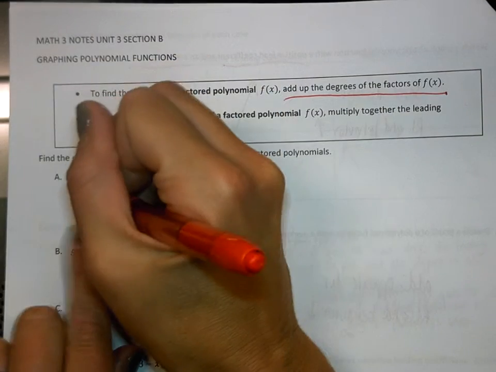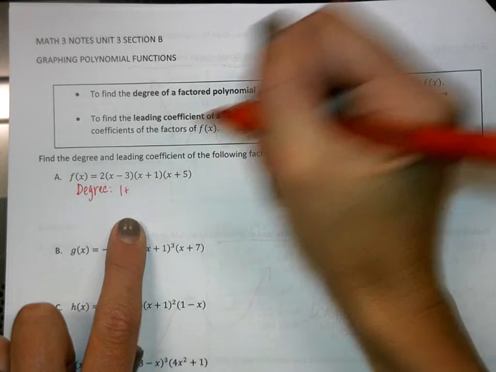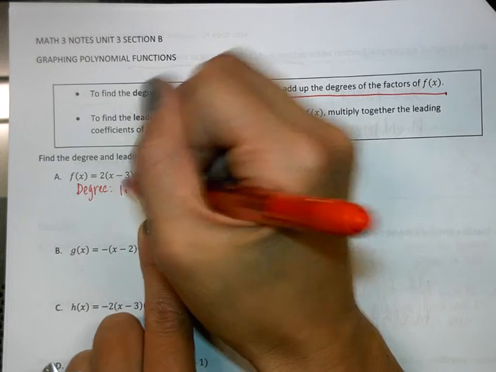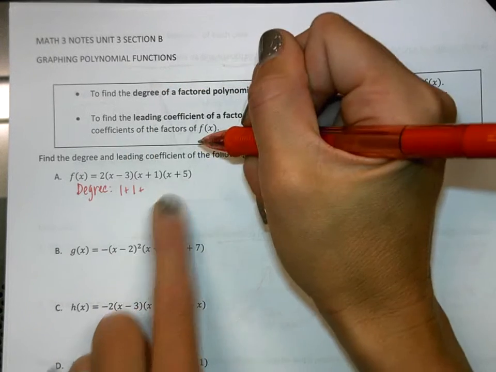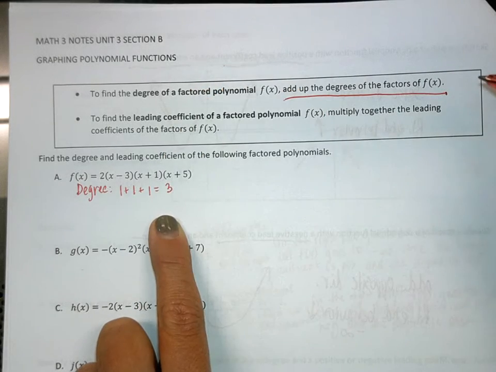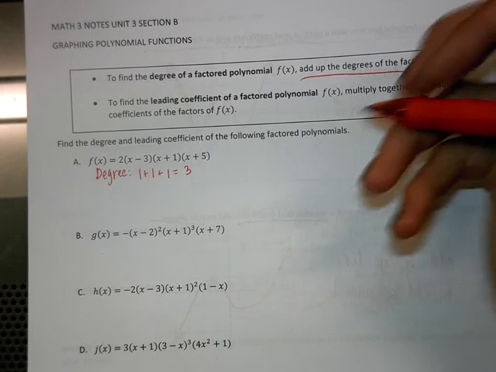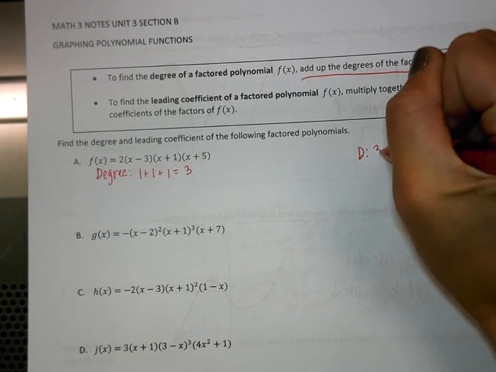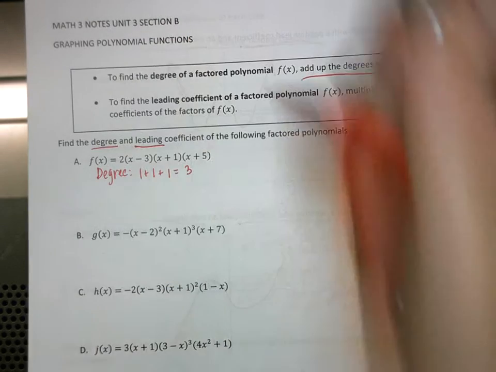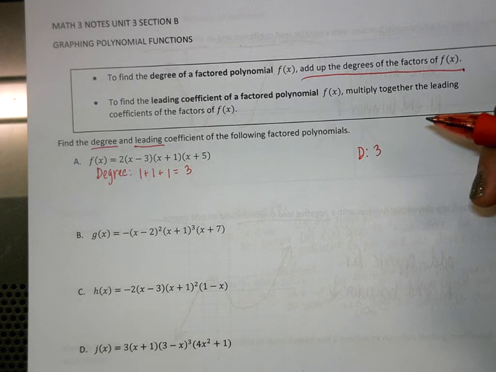If we're finding our degree, I'm going to write right here, degree. We would add 1 here, and then this one, again, we have another x, so that would be 1, and here is another x, so that would be 1. So this degree would be 3. I'm just going to put my answers over here. So the degree is 3. They want us to find the degree, the leading coefficient, and also we want to find the end behavior. It didn't state that there, but we're going to find the end behavior.